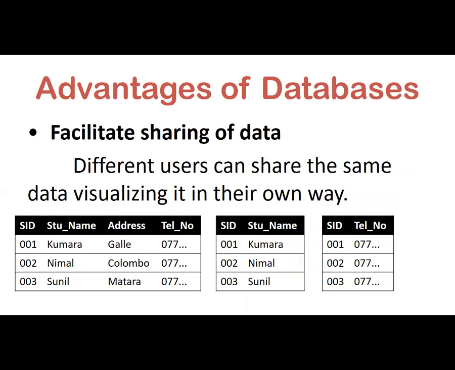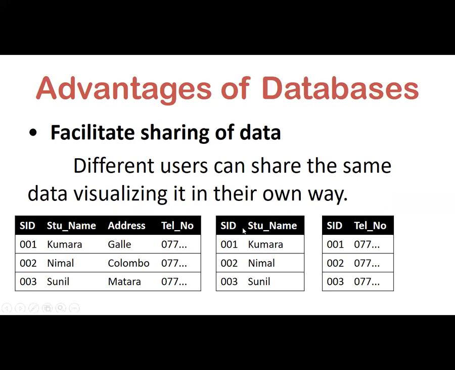Then the next one is the facility for sharing of data. For example, if your file is asked for by someone else in the school, or from the accounts division or some other division in your section, we can share it. Different users can share the same data, visualizing it in their own way. You can see this table: student ID, student name, address, and telephone number. If someone wants student ID and student name from this table, you can take it. That's one way of visualizing.